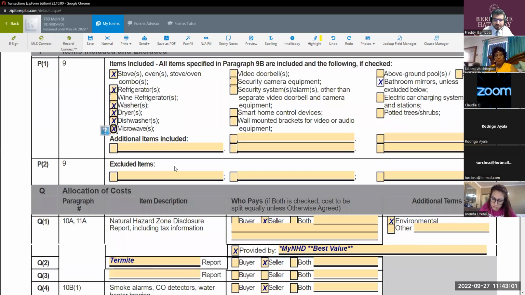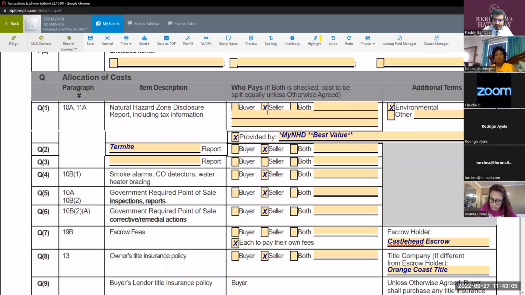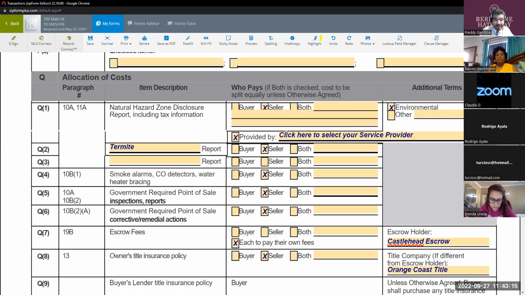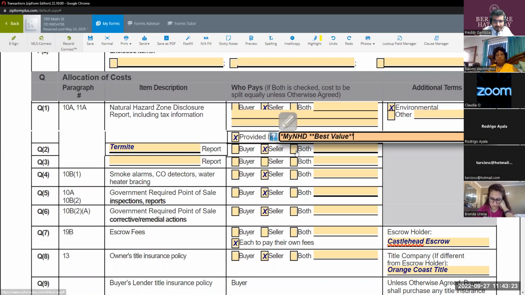Now, when it comes to the NHD, who's going to pay for this? Most likely, it's very common the seller does pay for the NHD. If they left this blank, or put seller's choice, you also want to highlight this as well, because you don't want to forget when you do your counter offer that you put the name of the NHD company who's going to pay for the services when it comes to the report.